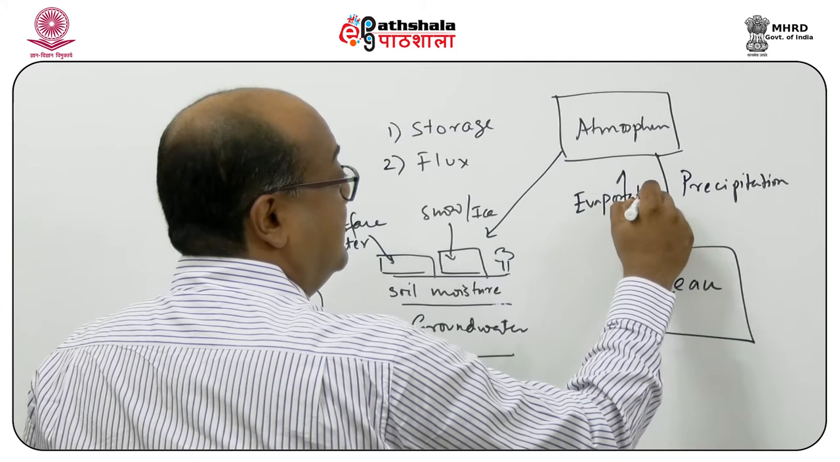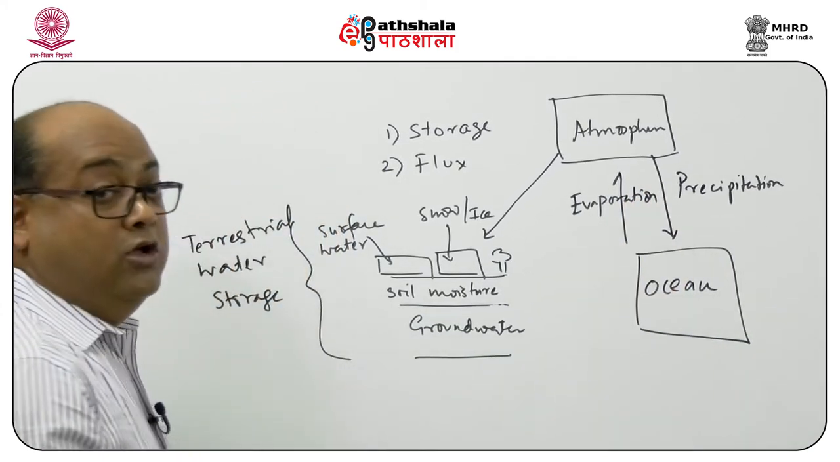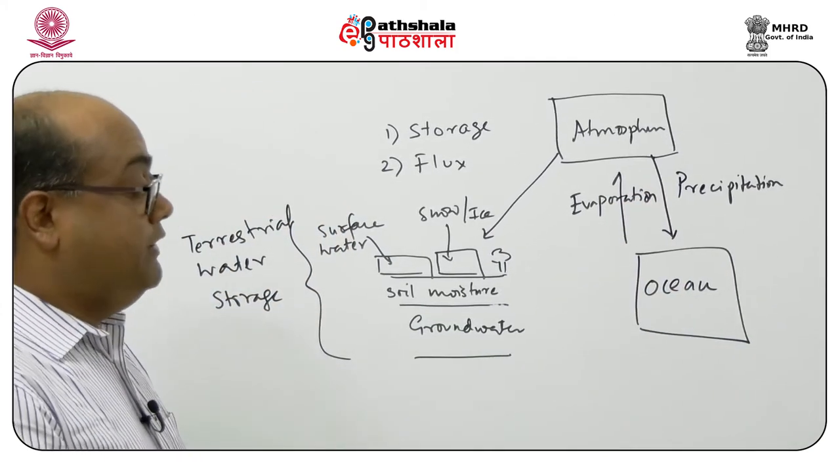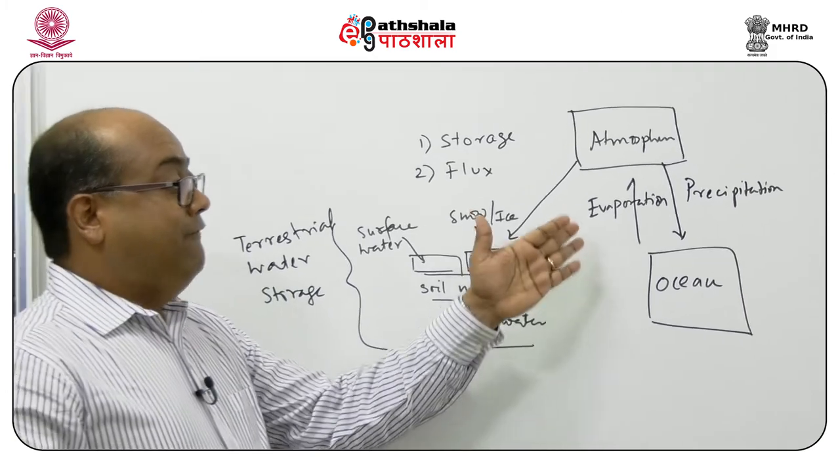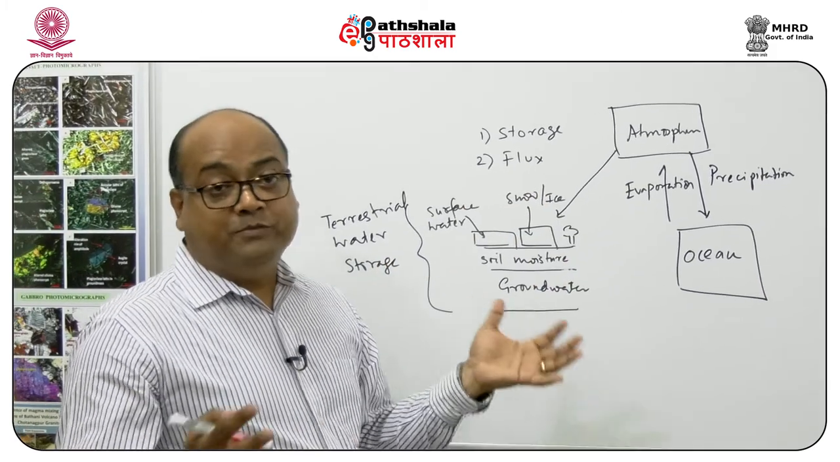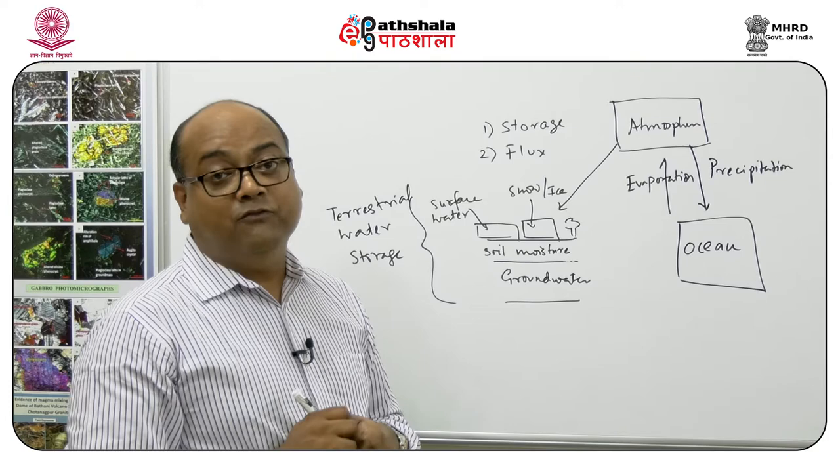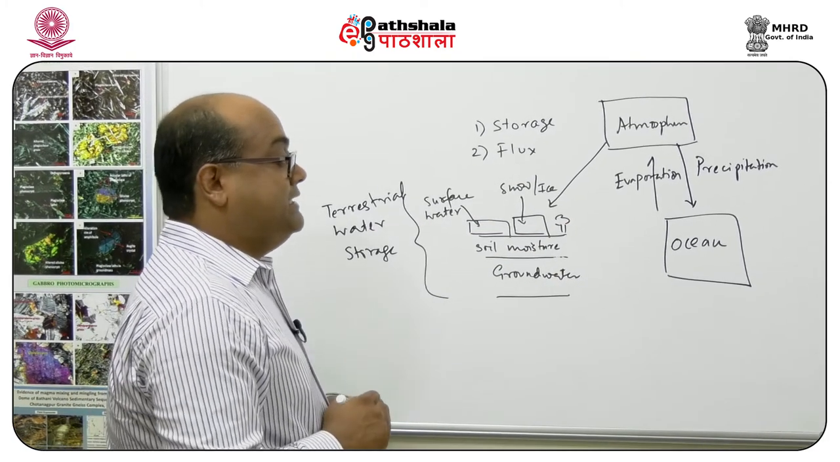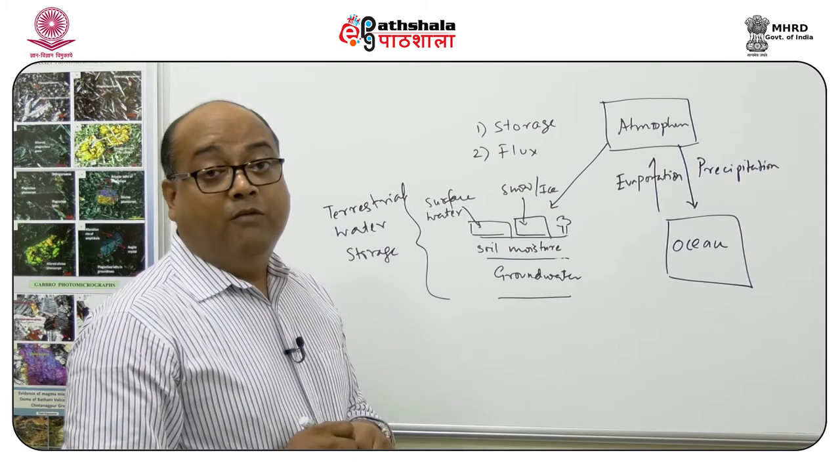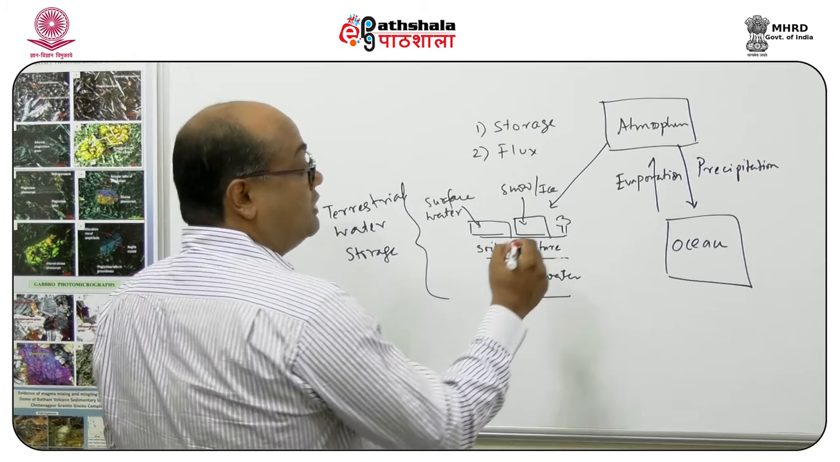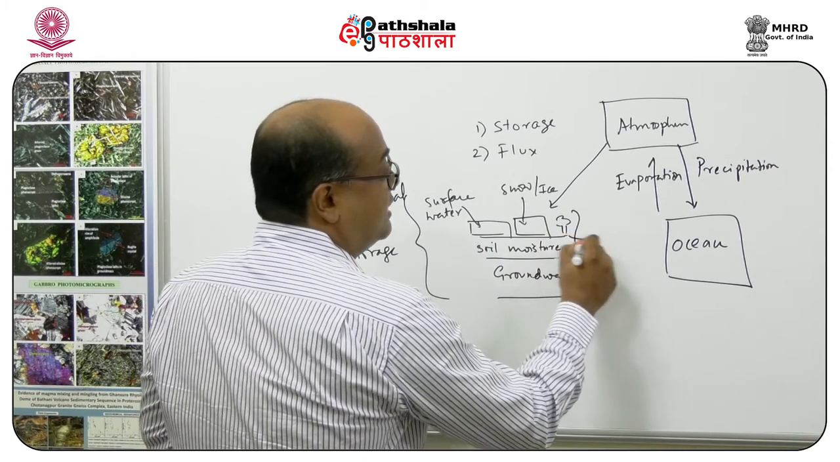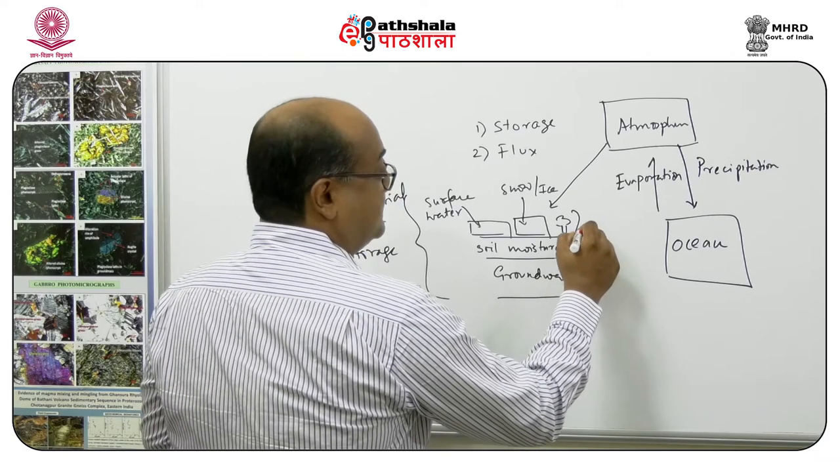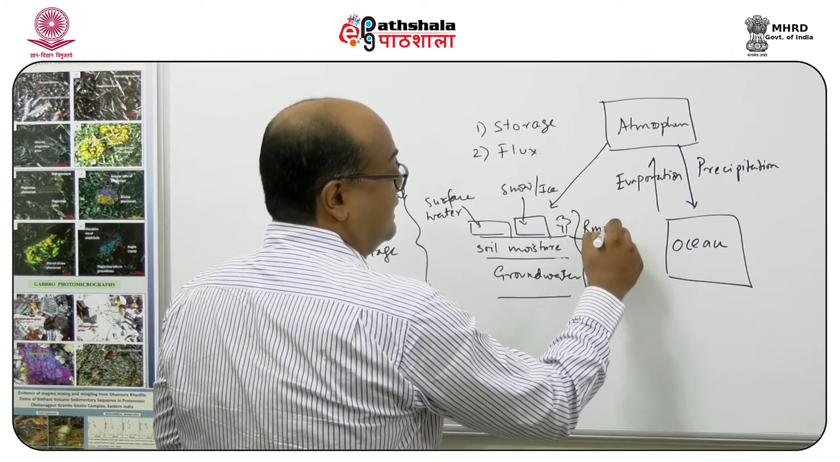Evaporation, again, is what is known as a flux. So in hydrology, what we do is that the fluxes are represented as arrows because they are representing a movement of water from one storage component to the other. And similarly, we can see there is another major component of flux, that is water that is running from the land towards the ocean, which is basically known as runoff.